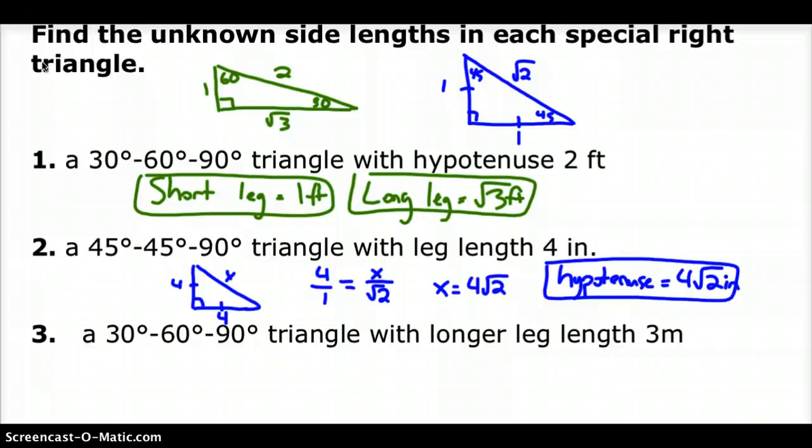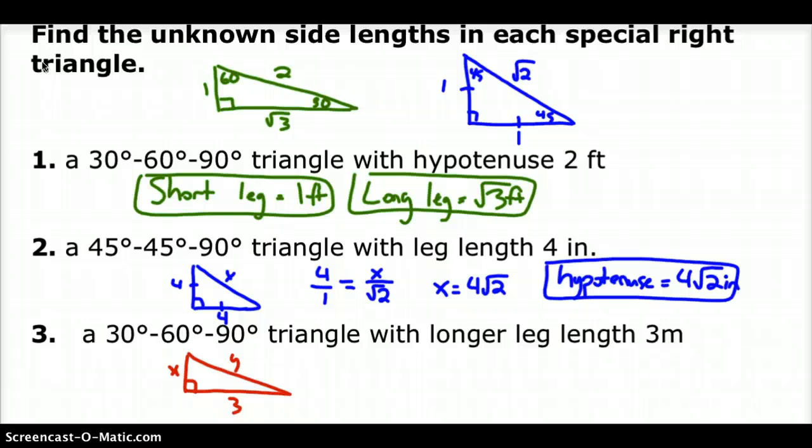Really pretty easy, but I'm just going to go ahead and draw my 30, 60, 90 triangle. Remember, this is just like the green one up there, except now I have a different longer leg length. This one's now going to be 3. I'm just going to call this one maybe x and y. And I'm just going to solve this by proportions.